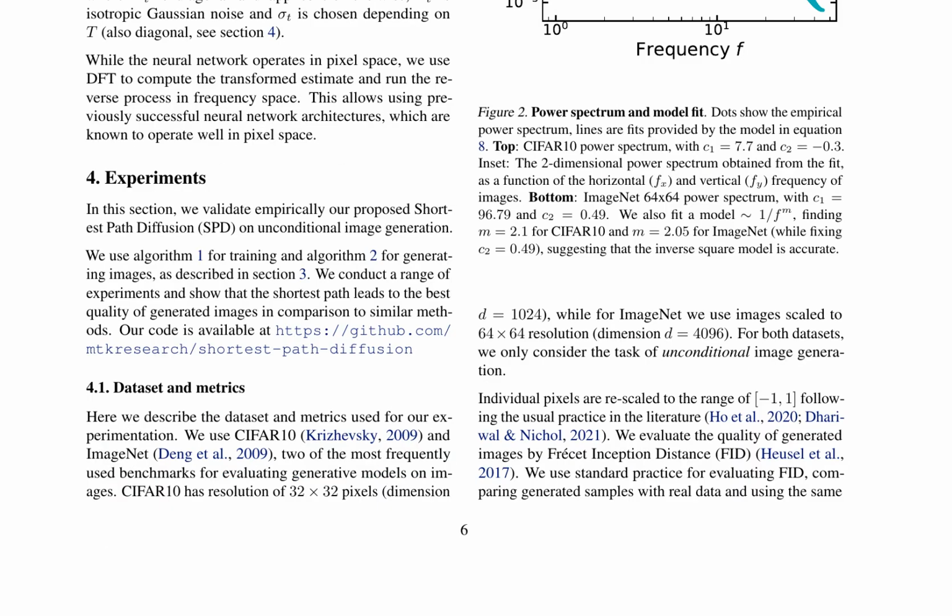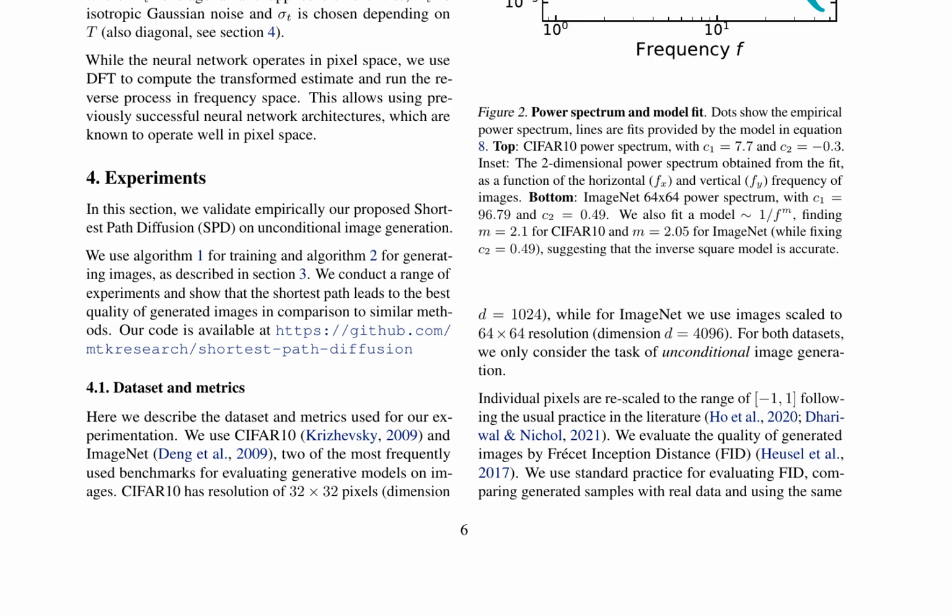The shortest path diffusion method's strength lies in its ability to model complex frequency spectra, allowing for the synthesis of diverse and realistic images. The optimal filter, derived from the neural network, ensures that the generated images exhibit nuanced textures and patterns. By iteratively applying the inverse discrete Fourier transform, the algorithm effectively inverts the frequency spectrum, resulting in high-quality images that rival those produced by state-of-the-art methods.